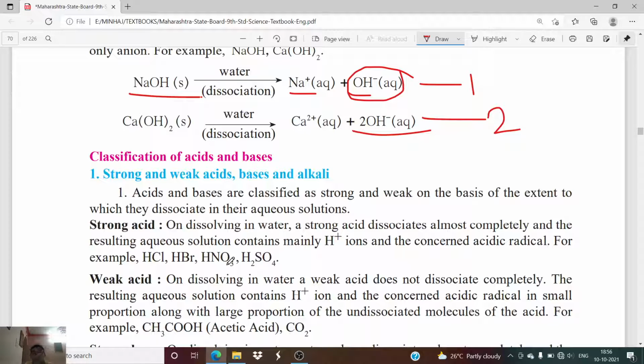Here examples of strong acids are given: HCl, that is hydrochloric acid, HBr, hydrobromic acid, HNO3, nitric acid, and H2SO4, that is sulfuric acid. All these acids are strong acids.